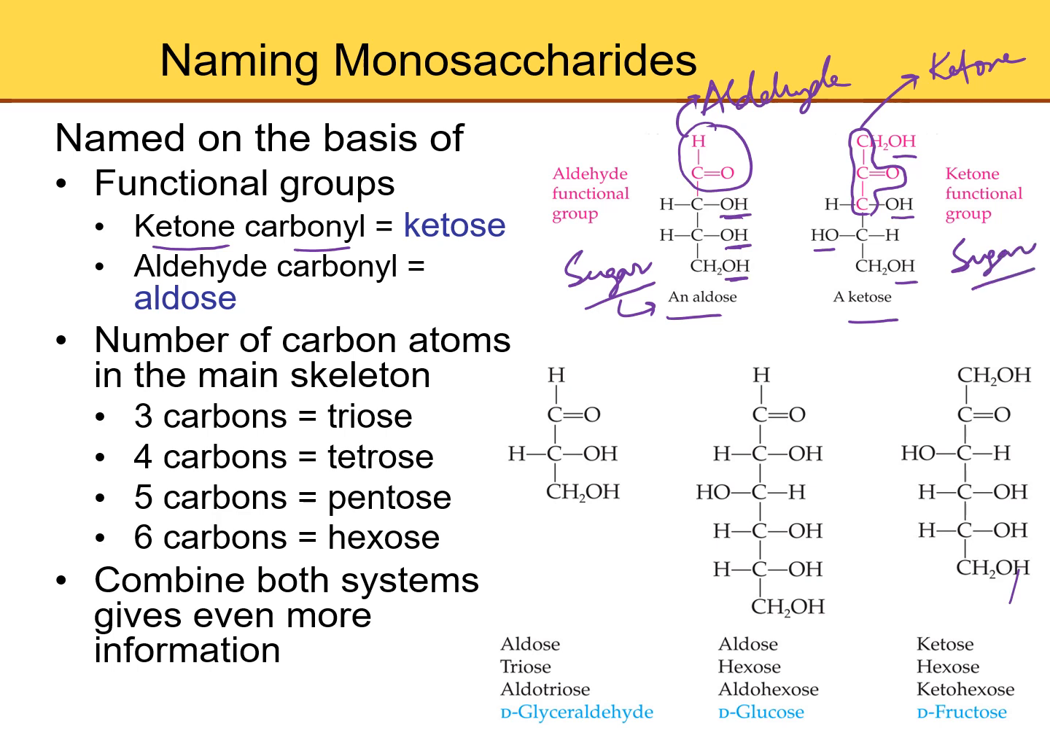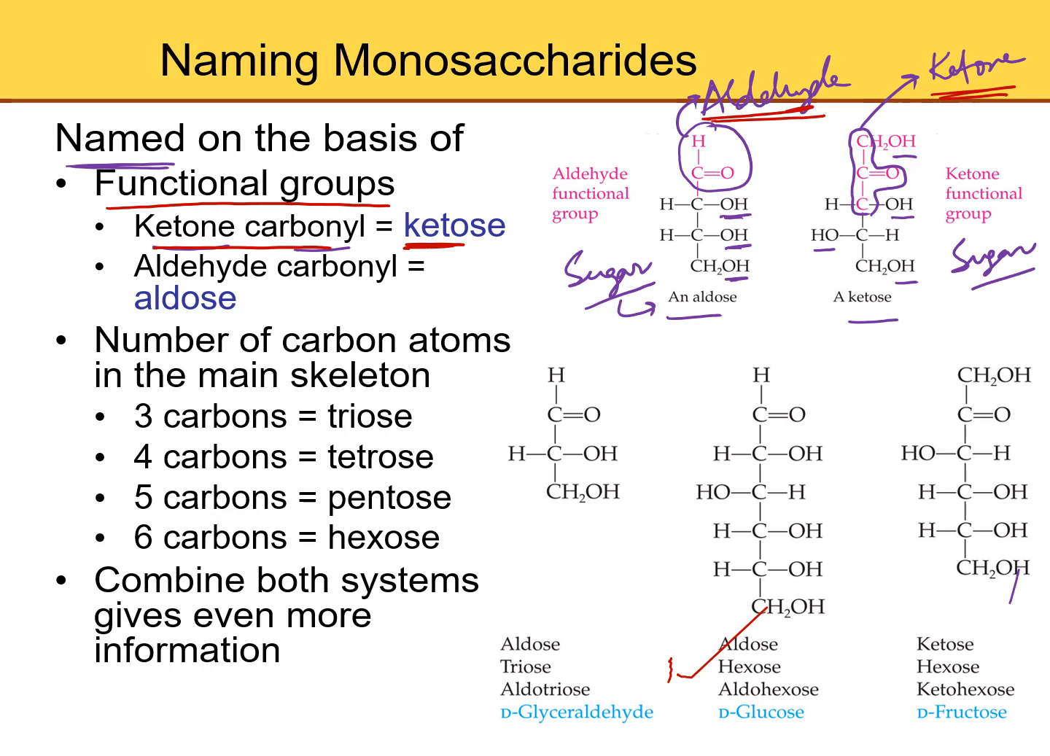Now, you can name these monosaccharides based on their functional groups. They have either aldehyde or ketones, so we can call them keto sugar or aldo sugar. If it's a ketone carbonyl, we call it a keto sugar or ketose, with the suffix OSE, like glucose, fructose and sucrose. So it's a ketose or keto sugar.